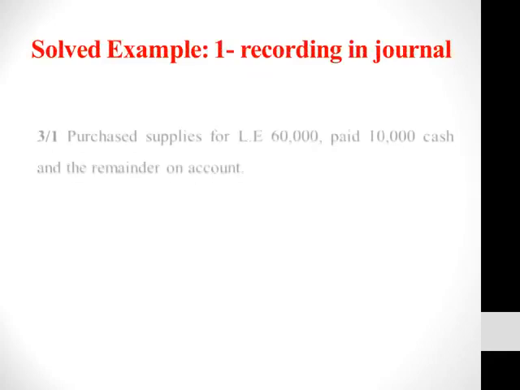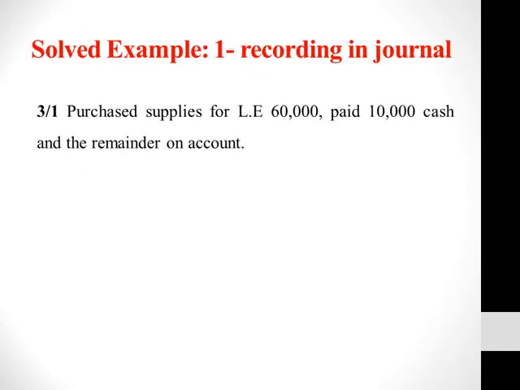On the 3rd of Jan, purchased supplies for 60,000, paid half or 10,000 cash and the remainder on account. This means that we have purchased supplies that are worth 60, we only paid 10,000 on the 3rd of Jan and there is still 50 to be paid later. So the journal entry will be as follows.